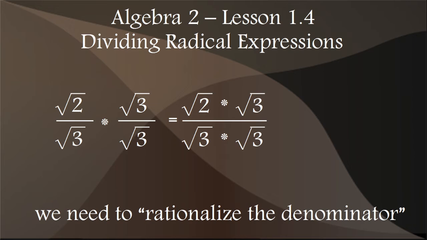We end up with root 2 times root 3 over root 3 times root 3. This becomes root 6 over root 9. And 9 is a nice, happy, perfect square. So our final answer is root 6 over 3.